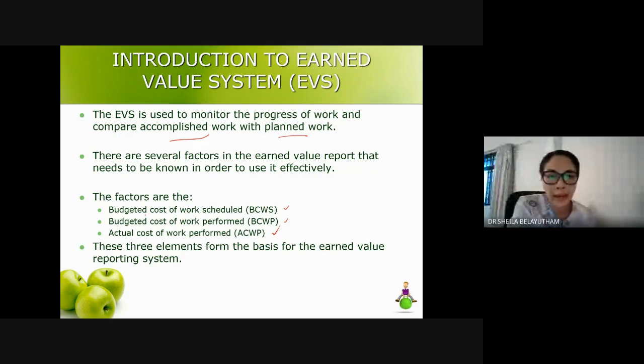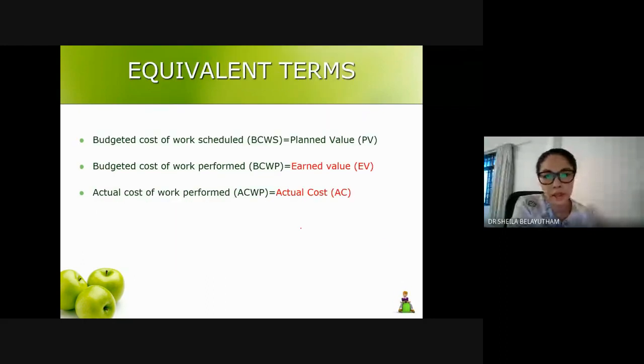So the first one is budgeted cost of the work schedule, your planned value. The next is budgeted cost of the work performed, earned value. And you have the third one, actual cost of the work performed, your actual cost. You need to know these 3 elements, and other things, the calculation, are basically pretty straightforward. Sometimes they will be used interchangeably.